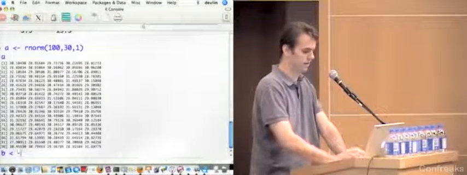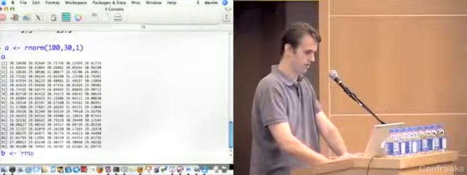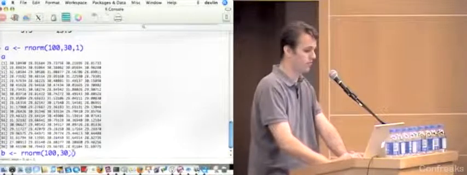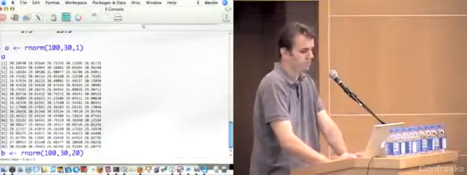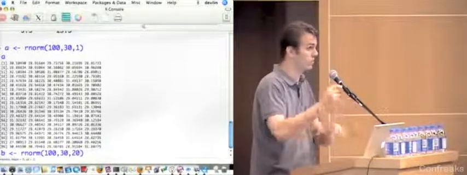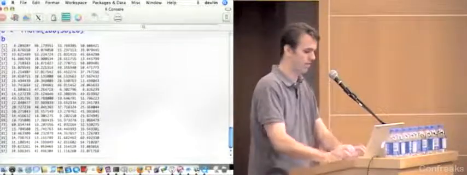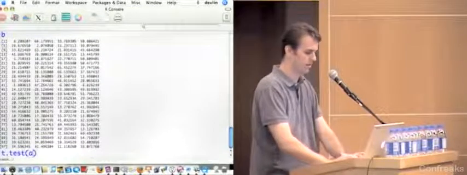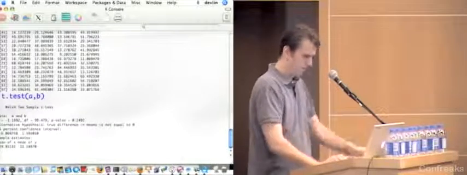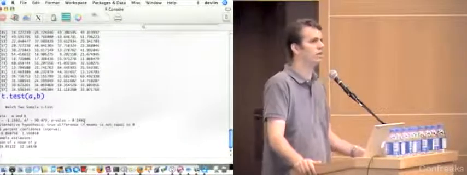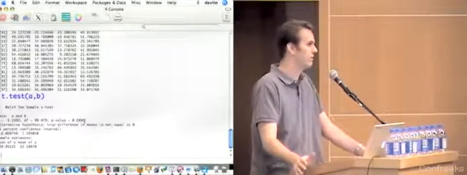And let's put B as 100 samples, again with this exact same average. Let's give it quite a bit larger standard deviation, so it's going to vary quite a bit more. Okay, so this is exactly that graph I had. So if we test these, then we find out that the p-value is 0.2. So we've got a 1 in 5 chance.